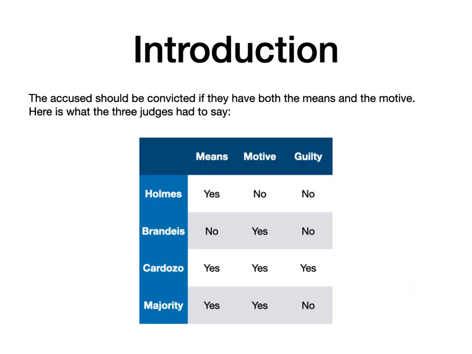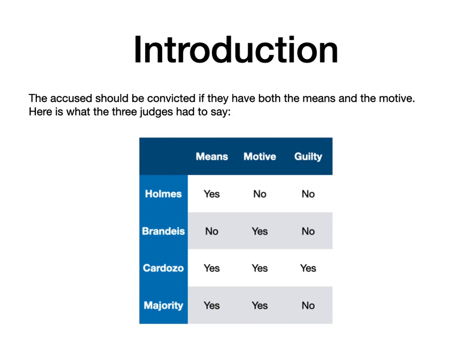So let's start. Consider the following scenario. We have a bunch of judges, in this case 3, and they have to decide whether an accused should be convicted or not. The accused should be convicted if they have both the means and the motive. So here we have 3 different judges, Judge Holmes, Judge Brandeis, and Judge Cardoso, and they have different opinions, and we would like to somehow aggregate their various opinions to the decision of the court.